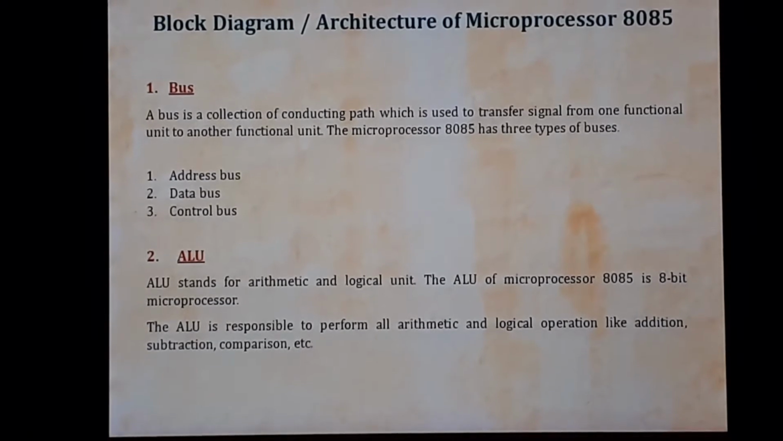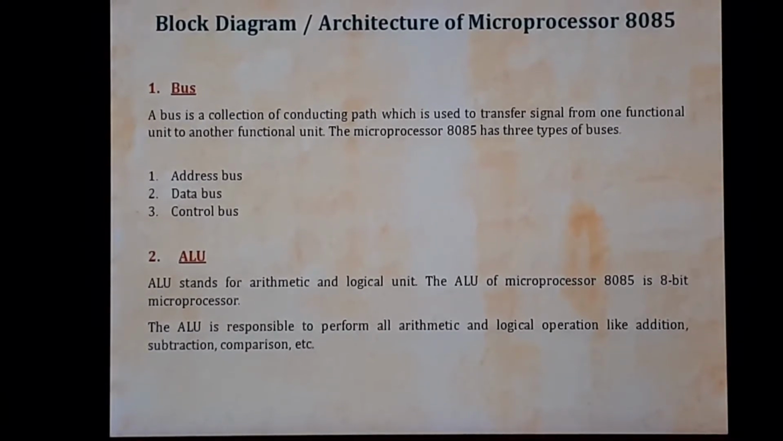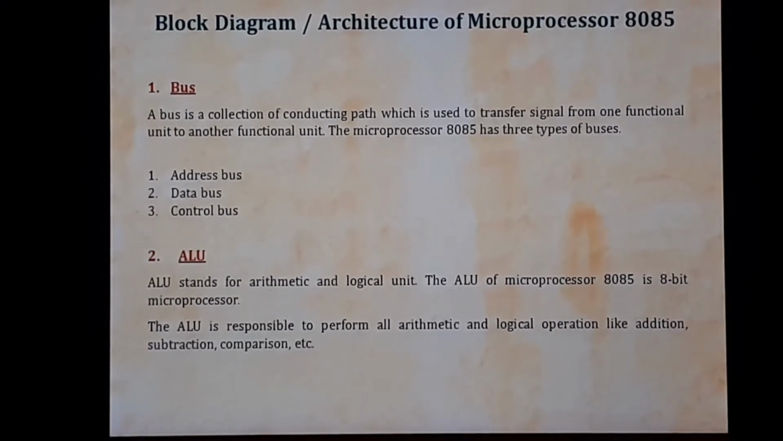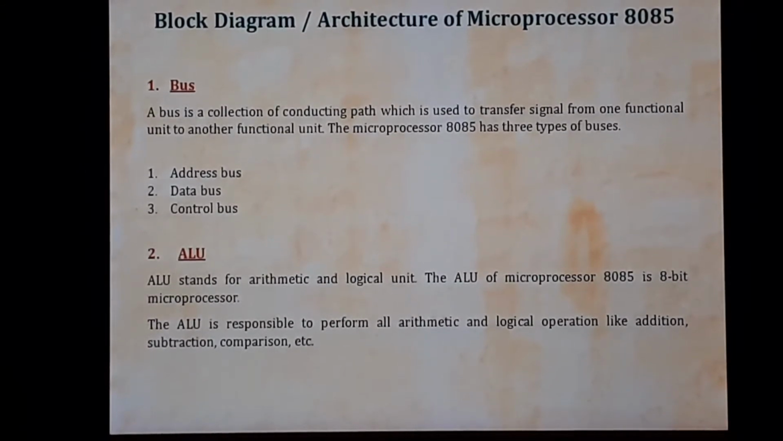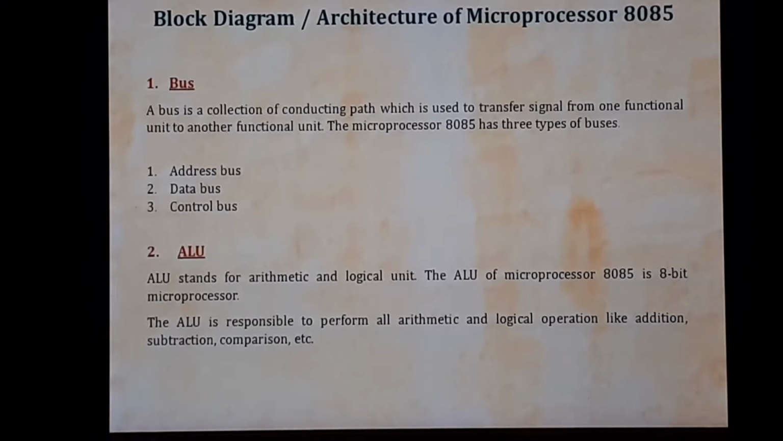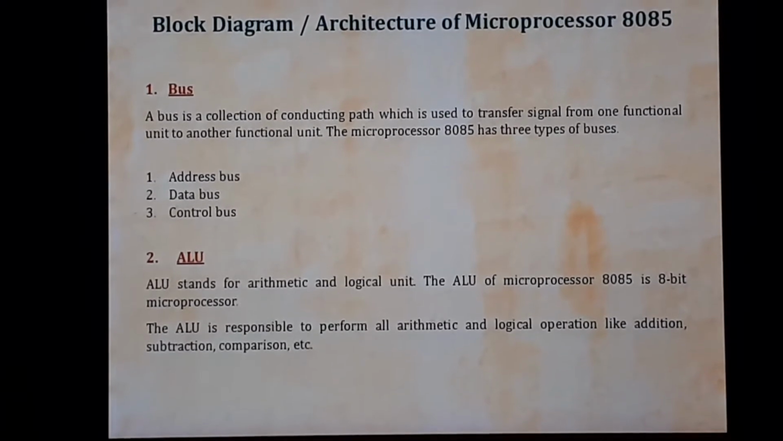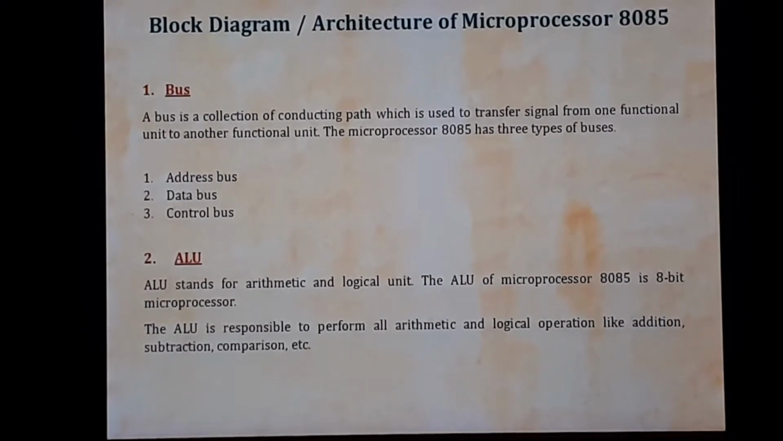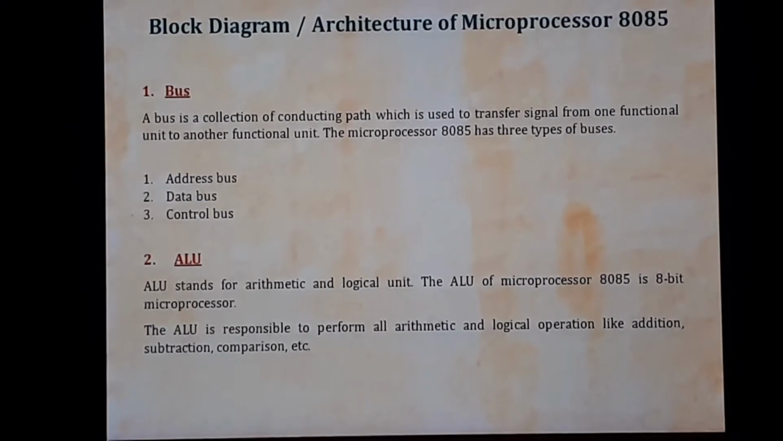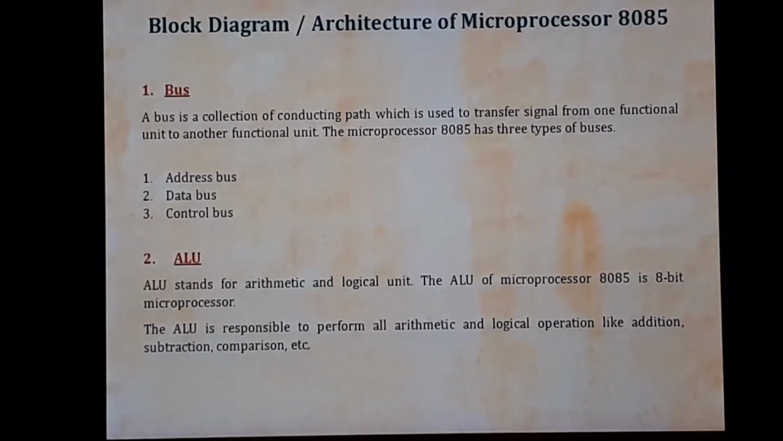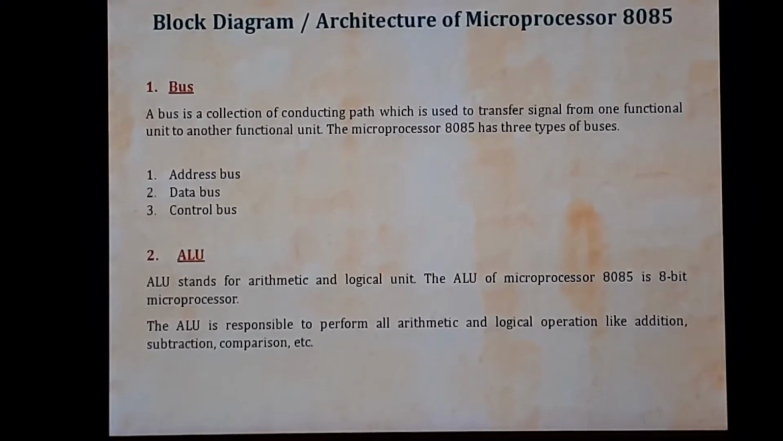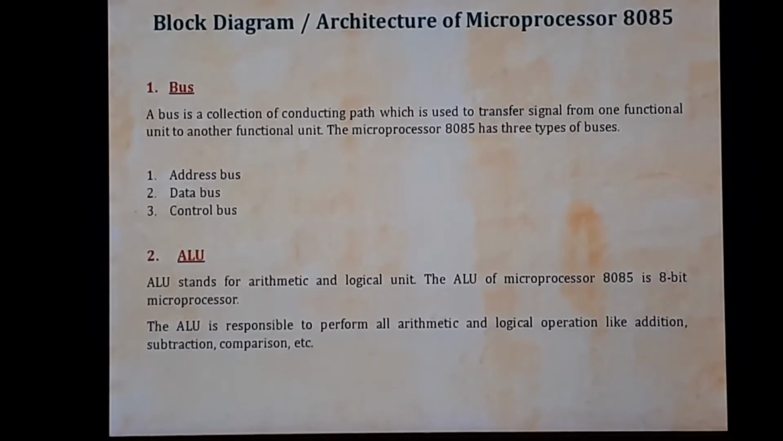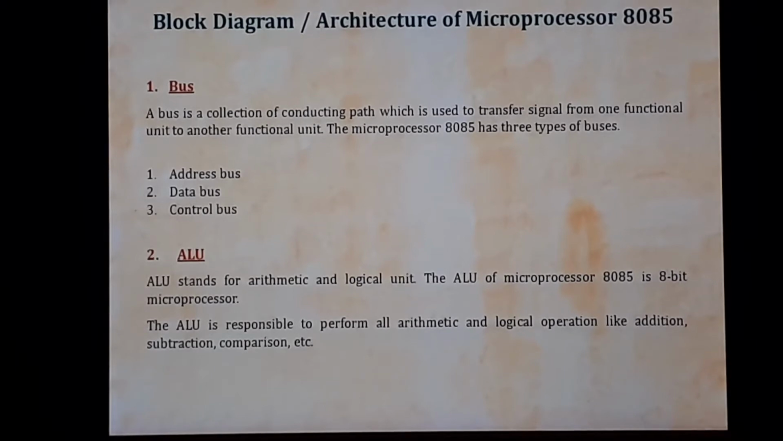Now see here, number 1, the blocks which are present in that particular diagram. Number 1, bus. Bus is nothing but a collection of conducting paths which is used to transfer the signal from one functional unit to another. So there are 3 types of buses. Number 1 is address bus. Bus, in short, you can say, helps you to transfer the data to a particular device.